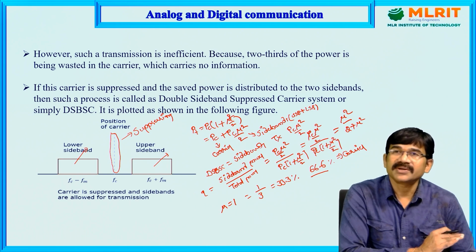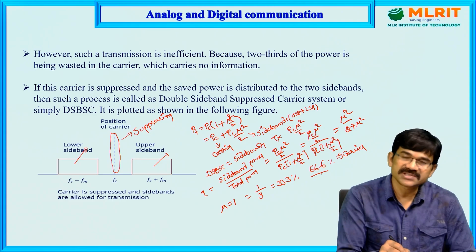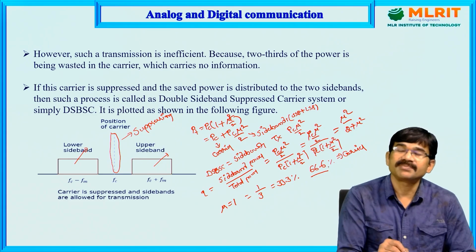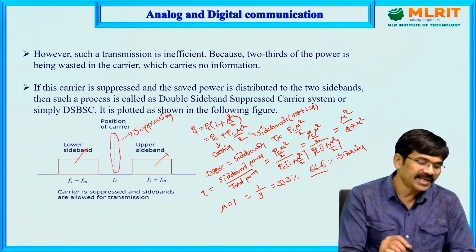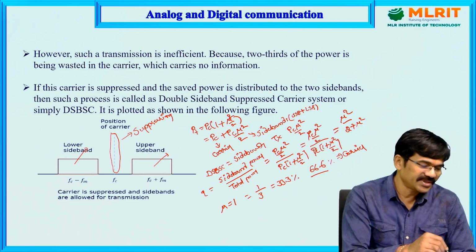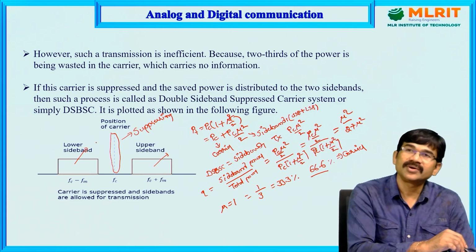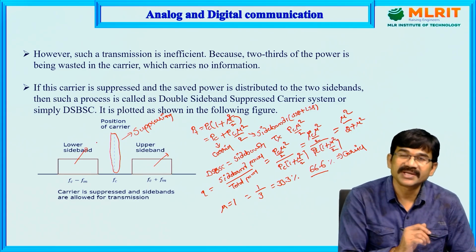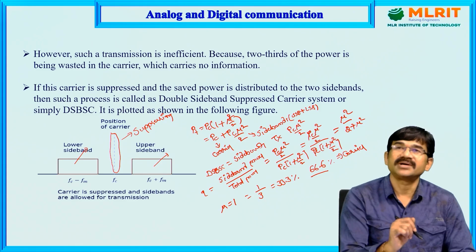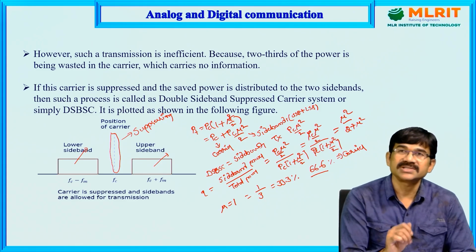So the carrier alone we are not at all transmitting in the DSBSC modulation system. Carrier we are suppressing, so we are saving 66.6% of the power. The saved power can be effectively utilized for the upper sideband and lower sideband transmission. This is the main advantage of the DSBSC modulation system.